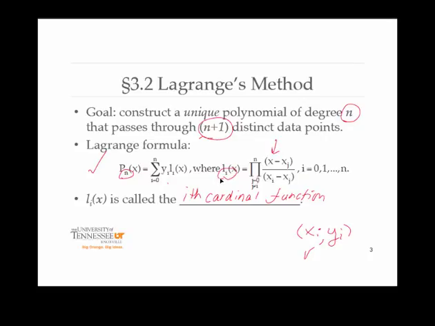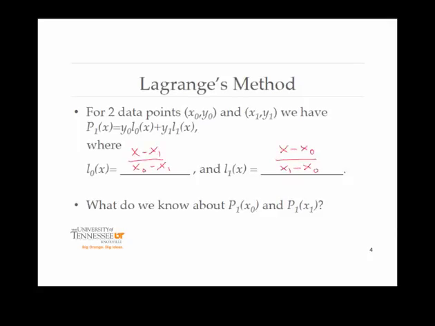So for L0 of x, j will never be 0. For L1 of x, j will never be 1. For L2 of x, j will never be 2. And so forth. So let's look at the very simple case of just 2 data points. They're represented here as x0, comma y0, and x1, comma y1. And so our goal is to construct a unique polynomial to fit those 2 data points.